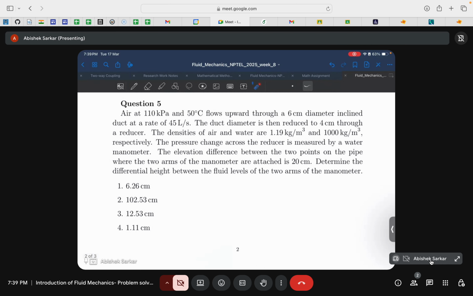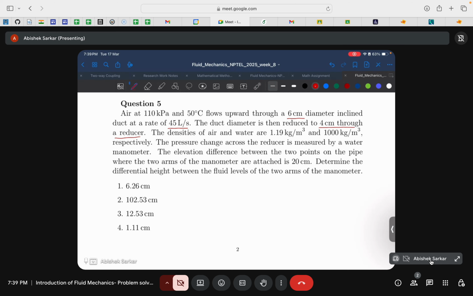Air at 110 kilopascal and 50 degrees Celsius flows upward through a 6 centimeter diameter inclined pipe at the rate of 45 liters per second. Okay, you need to convert it into meter cube per second. You need to know the relation between liter per second and meter cube per second. The duct diameter is then reduced to 4 centimeter through the reducer. Okay, basically the throat.